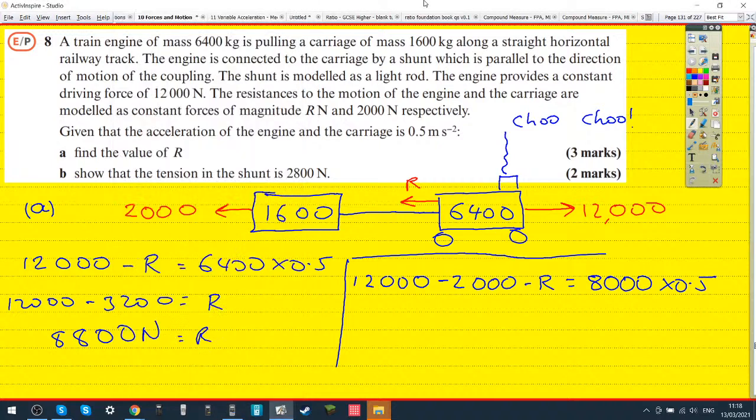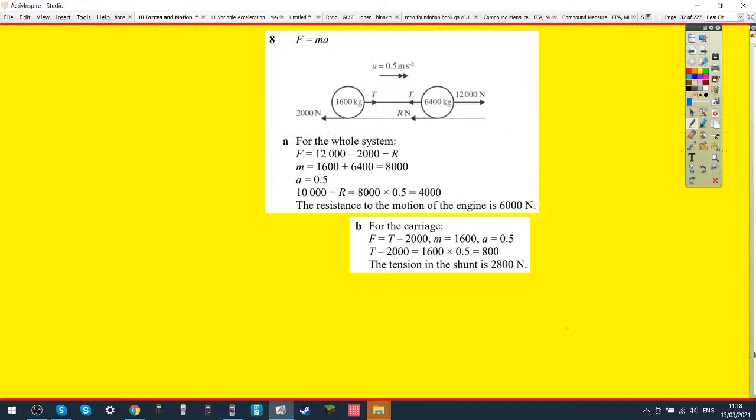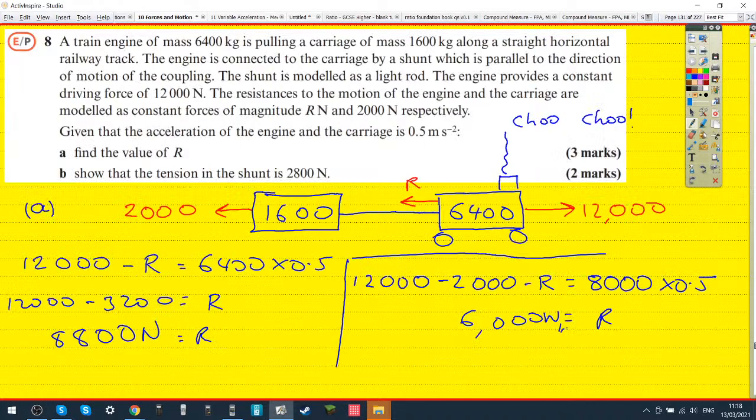6,000? Yeah. So we got two different answers. That's weird. R is 6,000 newtons, and that one's correct. I wonder why. That's why. We forgot about tension. So in our first one, it's 12,000 minus R minus T. That's why we can't do it just by itself. Okay. And then how can we do B?